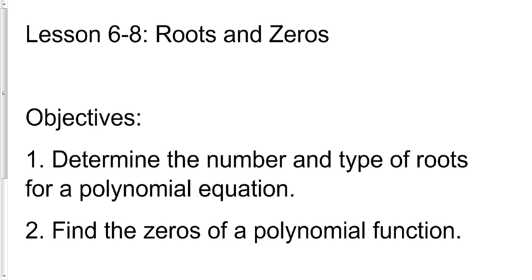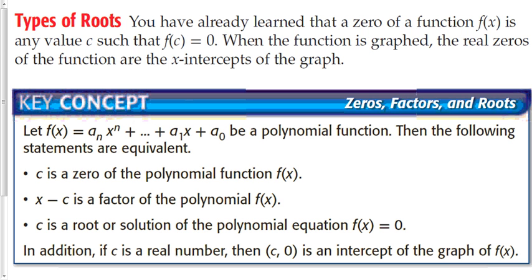Lesson 6-8, roots and zeros. We're going to determine the number and types of roots for a polynomial equation and then find all of the possible zeros. So we've already learned that a zero of a function is any value c such that f of c equals 0. When we graph the function, the zeros are the x-intercepts of the graph.